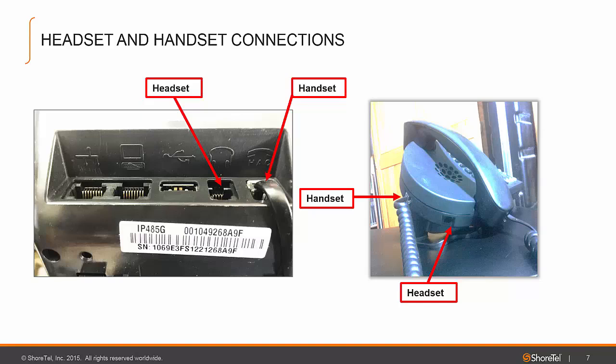The takeaway here is that if you can make or take calls but cannot hear anything, make sure that your handset or headset is connected to the appropriate connector on your phone. Your administrator may provide you with a quick reference card with details about your specific phone model.